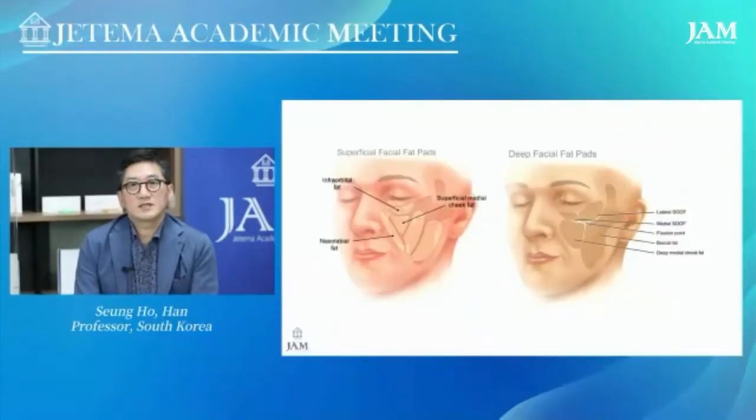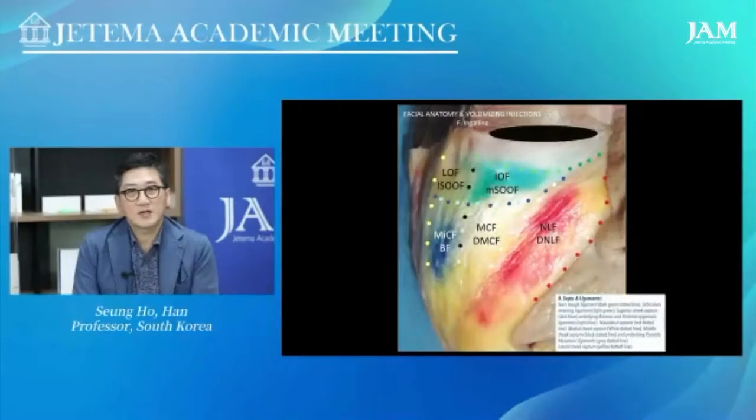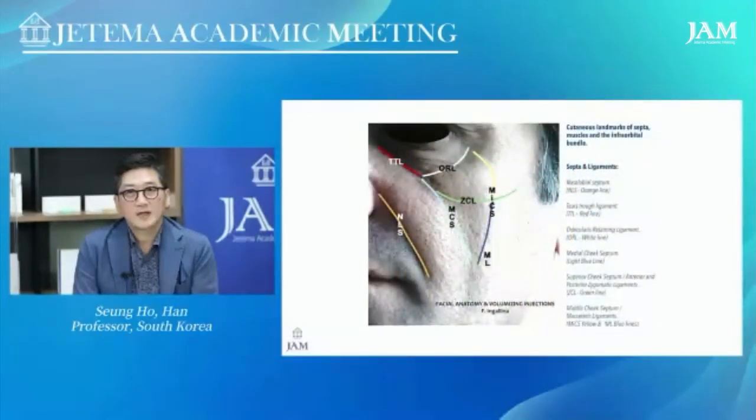We can see the overlapped two-layered fat compartments, layer 2 and layer 4 overlapped. This is another picture, where we can imagine two overlapping two-layered superficial and deep fat compartments separated by septa or ligaments. These structures make the skin crease and stigma of the aging face.